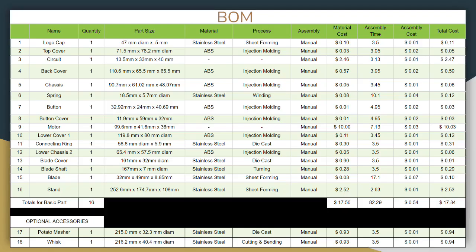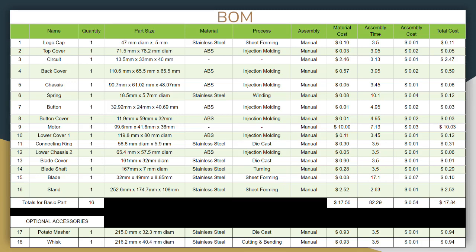Thanks, Tristan. Here's our BOM. About half of our parts are made with ABS, and injection molding will be the process used. The other half will use two different forms of steel, music wire and stainless, with various manufacturing processes, including sheet forming, turning, and die casting.